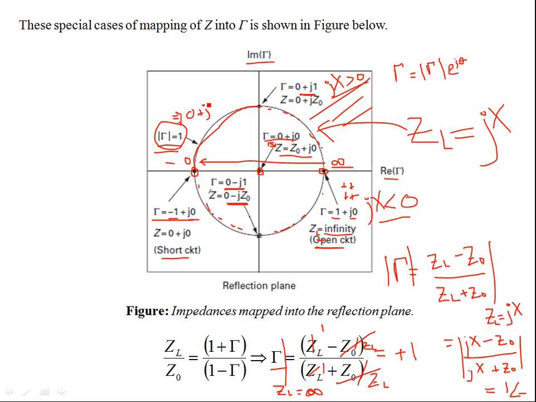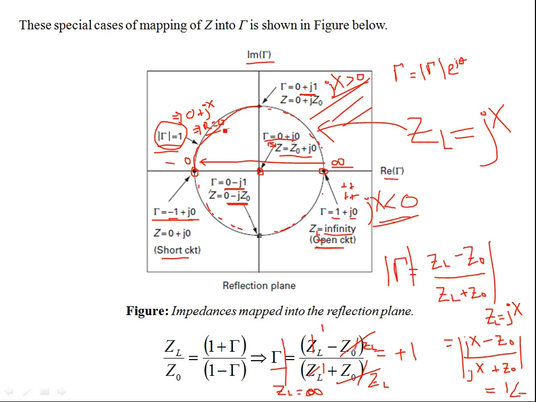It means the load is of the form 0 plus jx. If jx is positive, that means you are in the upper half of the gamma plane. If jx is negative, then the load is capacitive, so you are in the lower half of the gamma plane. So this is a constant radius circle of unit magnitude, implying r equal to 0. That means the real part is 0, and only x is being varied.